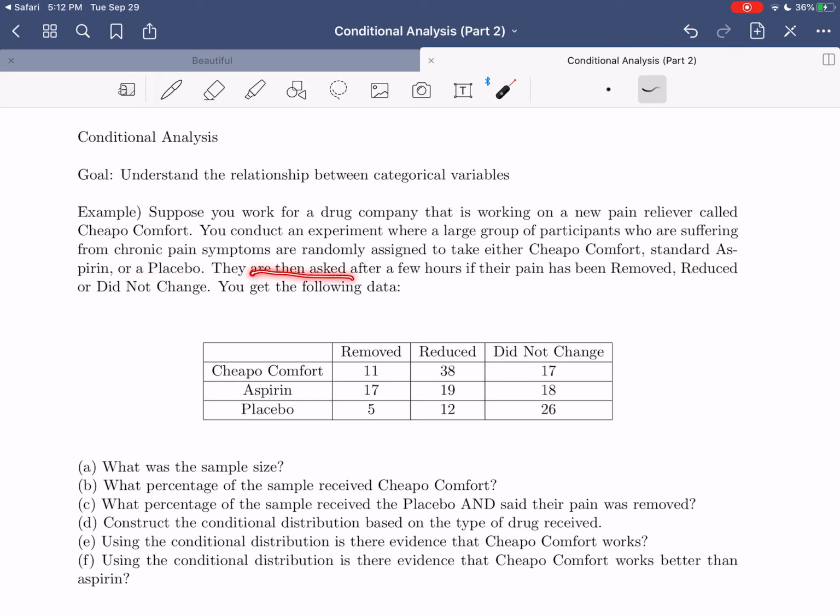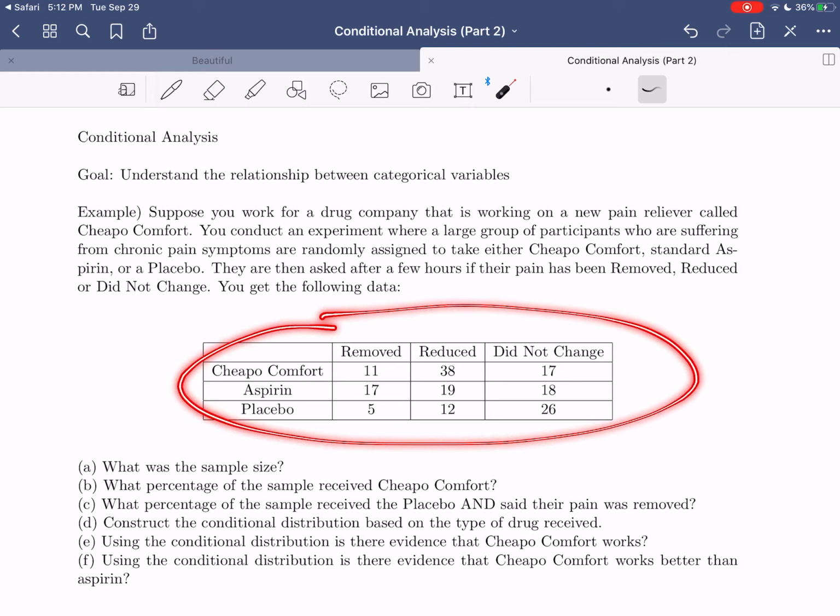They are then asked after a few hours if their pain has been removed, which is, of course, the best possible result of the medicine, if their pain has been reduced, which is definitely a positive outcome, though perhaps not as good as being removed, or if their pain did not change, which, of course, is a negative outcome, basically meaning that the treatment they were taking didn't do anything. So we get the following data. In other words, we get this two-way table.